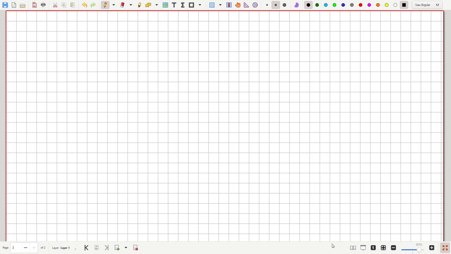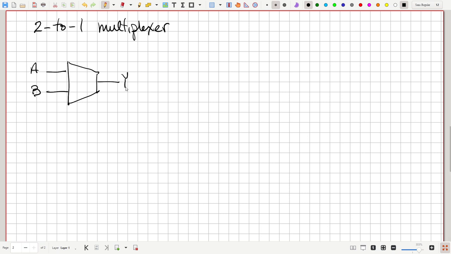So now let's see how we would actually use logic gates to build a multiplexer. Let's start off with the simplest multiplexer, a 2-to-1 multiplexer. Okay, so here's the circuit symbol. We've got two inputs, A and B, and we've got a single output, Y.